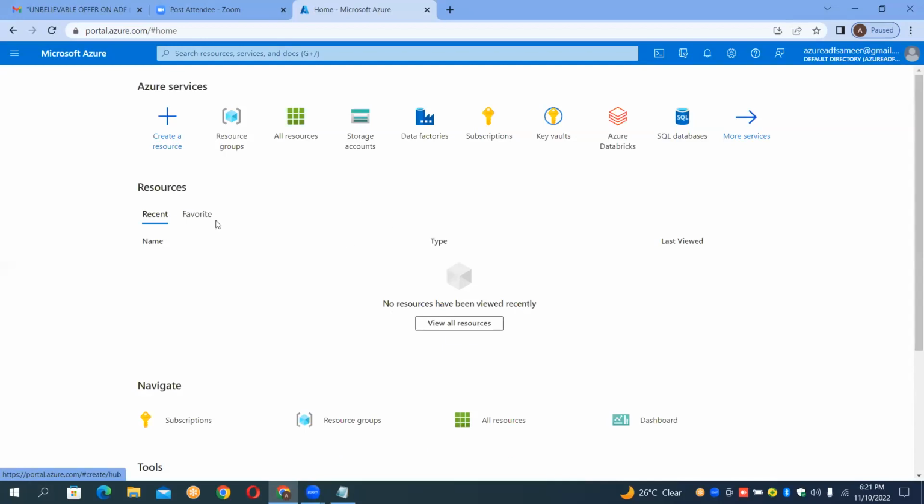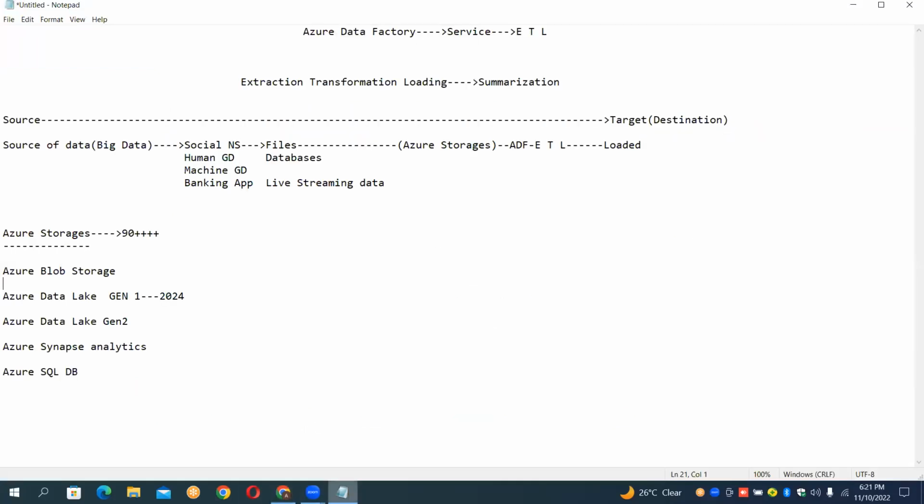Now, guys, this is nothing but the Azure portal, portal.azure.com. So here we have it already. Now, guys, let us start with this. How many of you want to see the storages? Once again, I'll show you the storages. Just have a look at the storages, whatever we have.